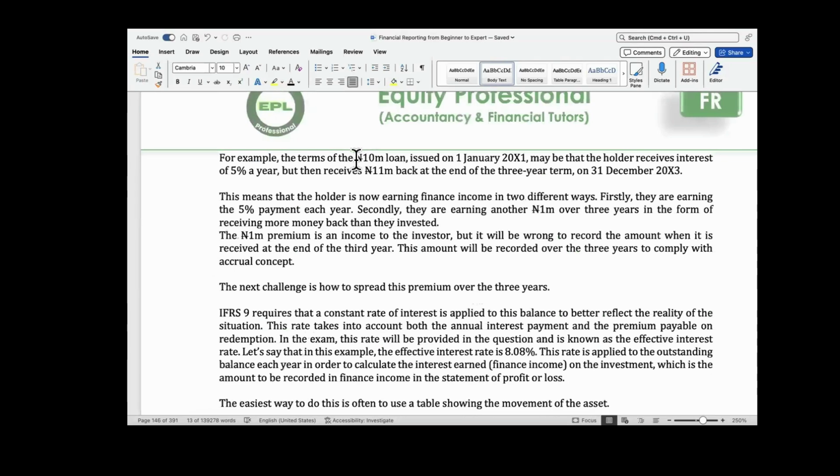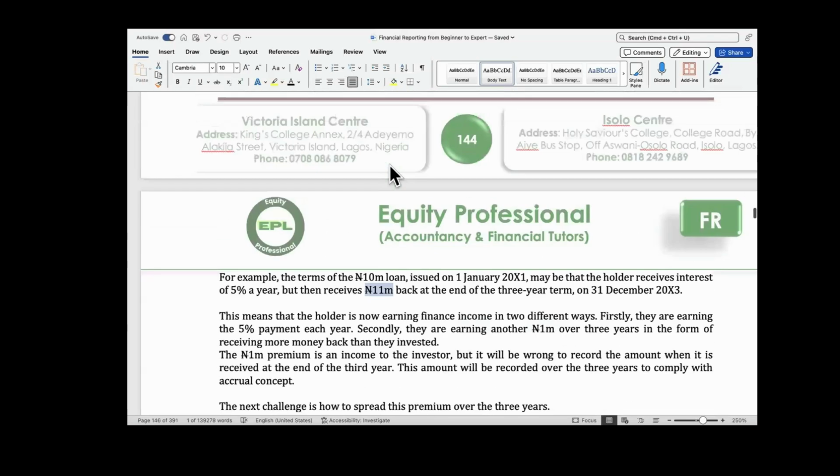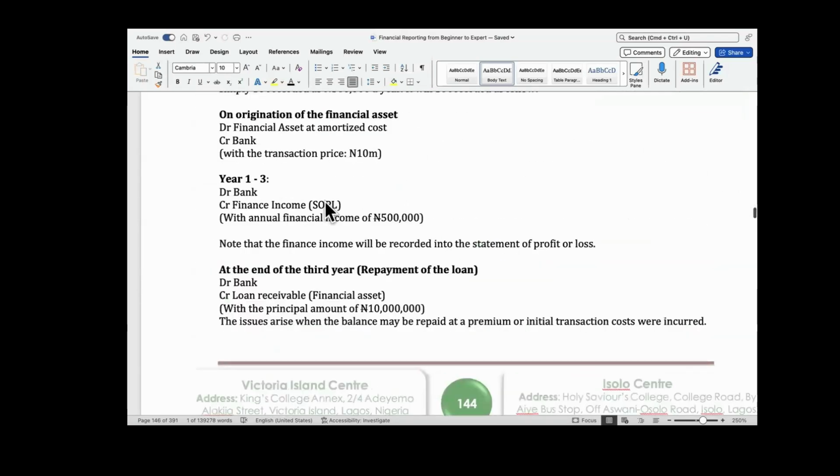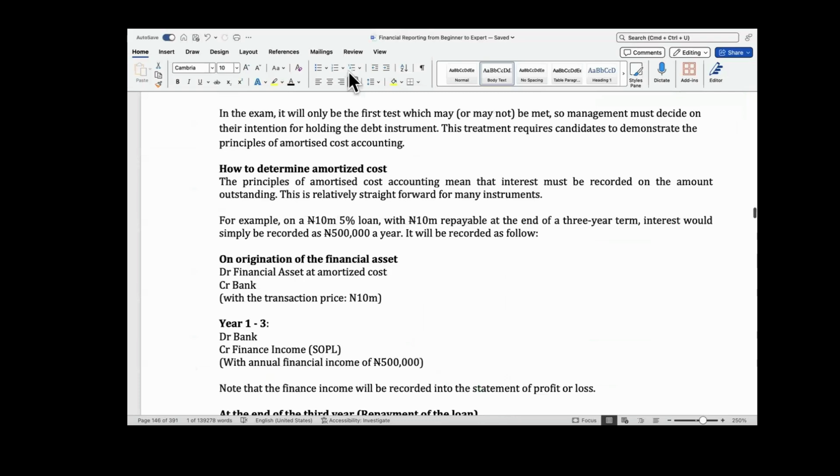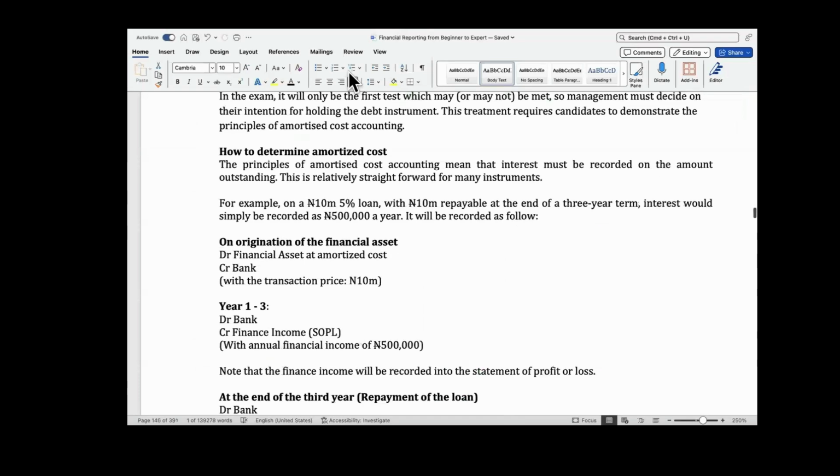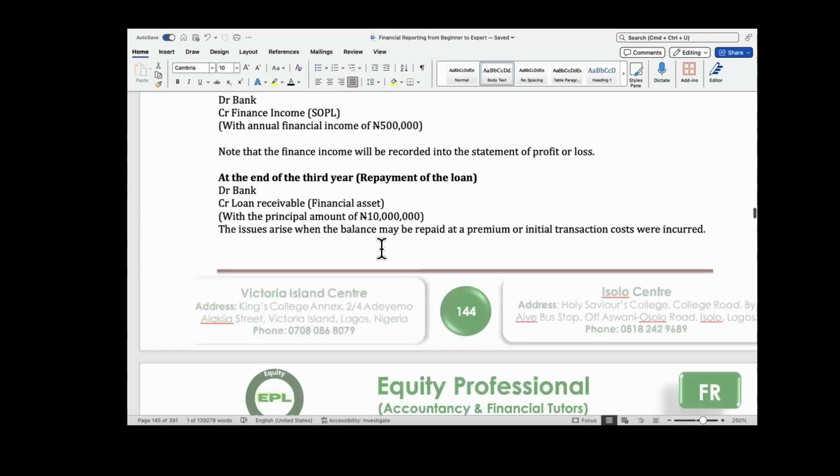So this is another scenario, scenario 2. You invested 10 million. You give somebody 10 million, right? He's going to give you 5%. But then at maturity, he says he's going to give you 11 million back at the end of the third year. Okay, so in that last example I gave you, over the 3 years you would have made 1.5 million, since you're doing 500,000 per annum, 5% every year. So you'll have made 1.5 million.